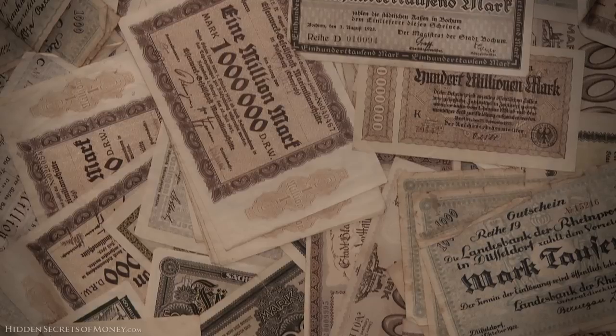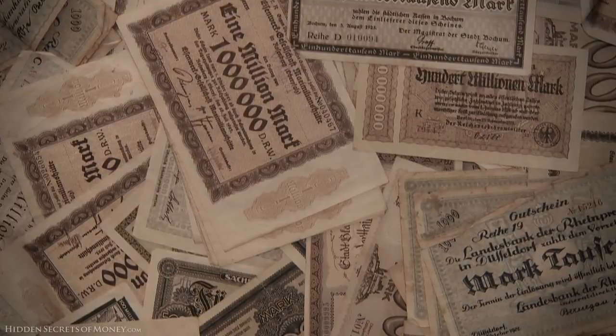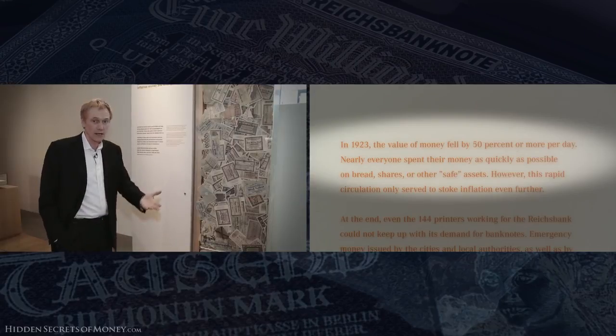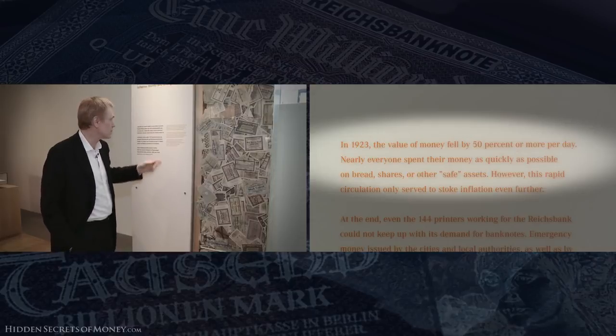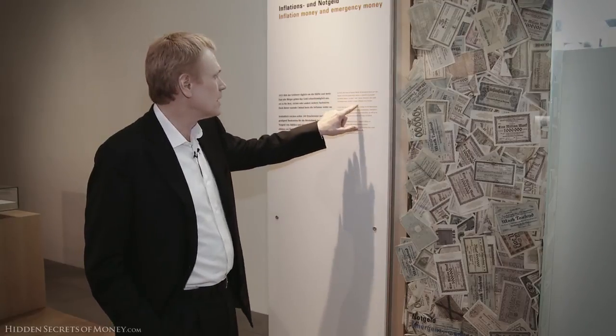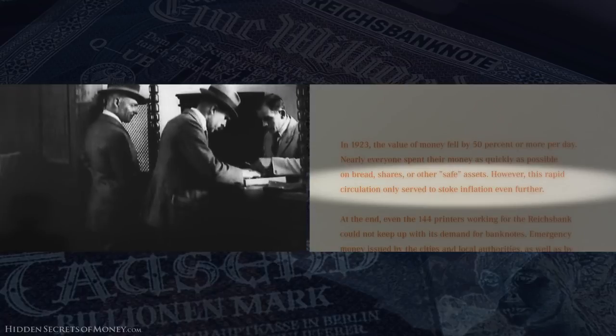This is interesting. They figured the way out of hyperinflation was to print more. So in 1923, the value of money fell by 50% or more per day. So that means prices are doubling every day if it's falling by 50%. Nearly everyone spent their money as quickly as possible on bread, shares, and other safe assets. Well, I don't consider shares safe assets. Actually, the stock market did not keep up with the inflation. However, this rapid circulation only served to stoke inflation even further.